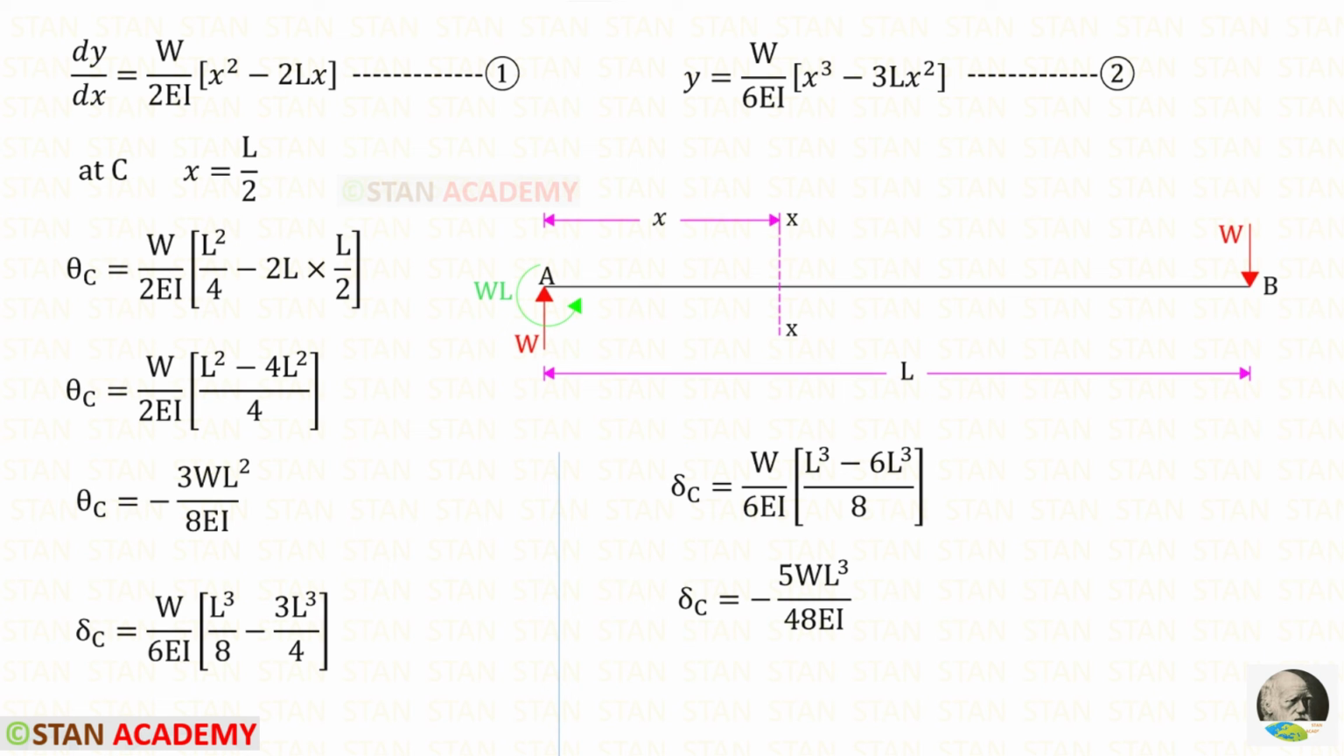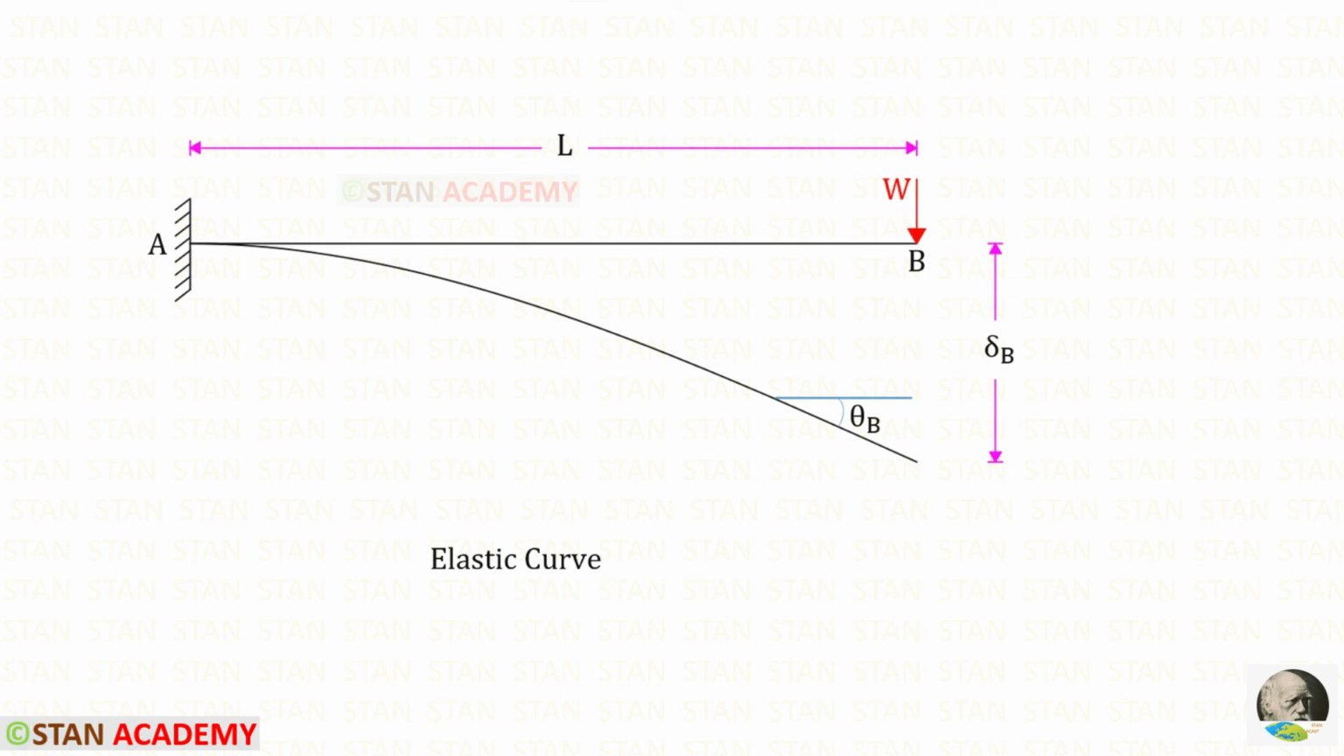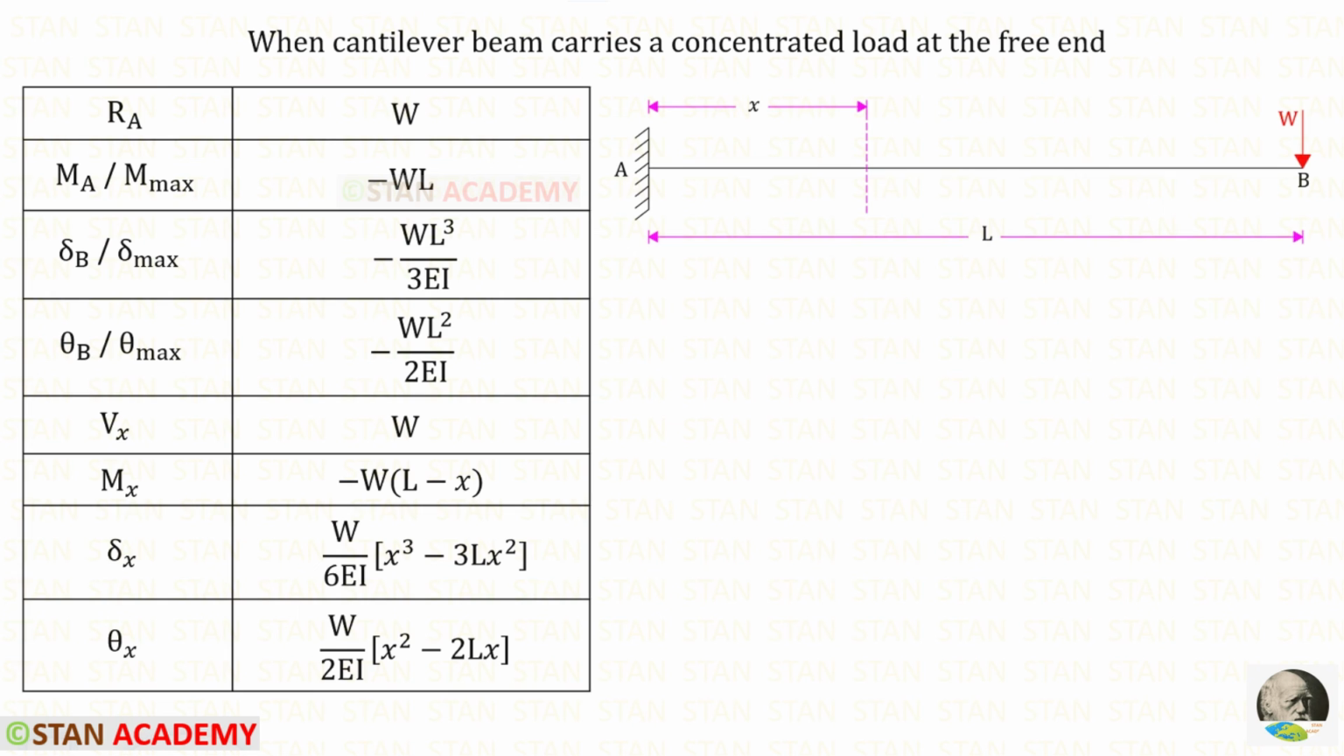Also, we can find the deflection and slope at the center. At the center, x will be L upon 2. In the slope and deflection equations, instead of x, we have to apply L upon 2. In this way, we will get the slope and the deflection. This is the elastic curve for the deflection. Here you can see the summary of what we have done. For the deflection at B, we have got this, and for the slope at B, we have got this. Using both of these, we can derive one more expression.